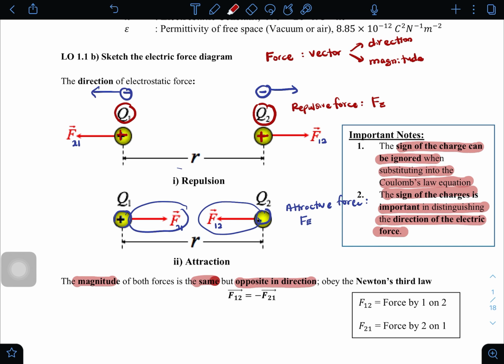This one is very familiar from chapter 4. It is Newton's third law. So F12 equals negative F21. Why do we need to put a negative? Because it is a vector. So this is the first thing that you have to know in chapter 1. Alright, in the next video, I will show you the example. Okay, thank you.